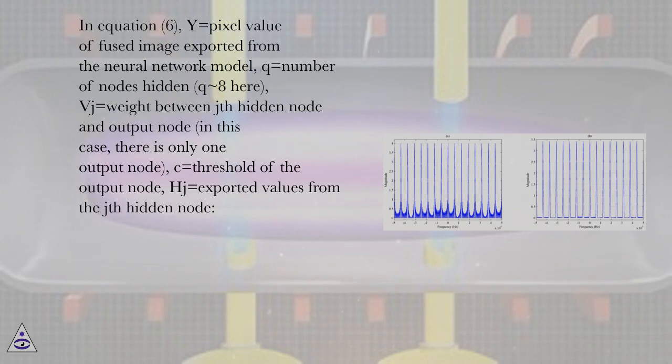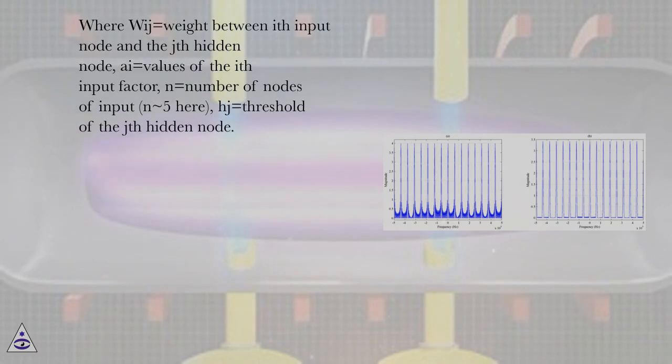In equation 6, y equals the pixel value of the fused image exported from the neural network model, q equals the number of hidden nodes, q is 8 here, v_j equals the weight between the jth hidden node and the output node. In this case, there is only one output node, c equals the threshold of the output node, h_j equals the exported value from the jth hidden node, where v_ij equals the weight between the ith input node and the jth hidden node, I_i equals the value of the ith input factor, n equals the number of input nodes, n is 5 here, and theta_j equals the threshold of the jth hidden node.